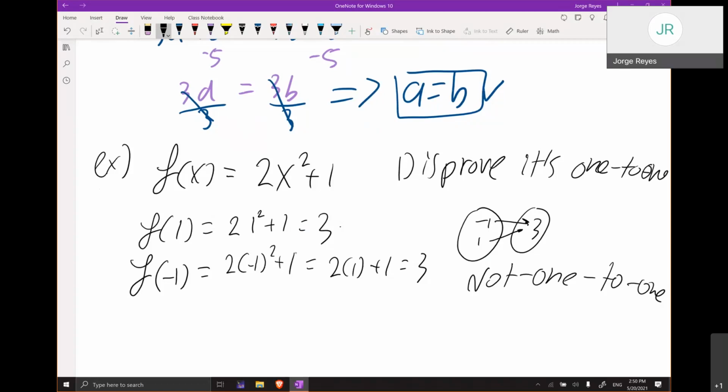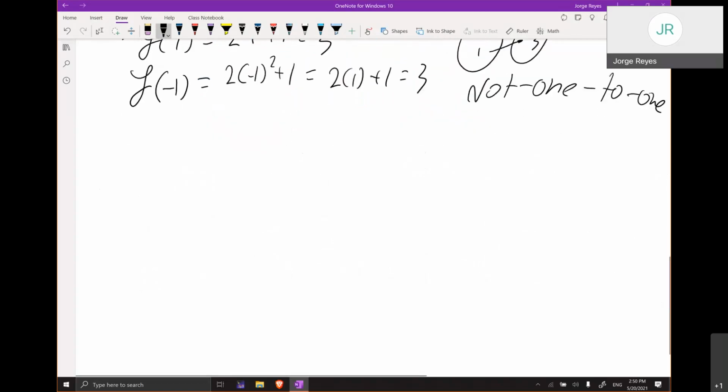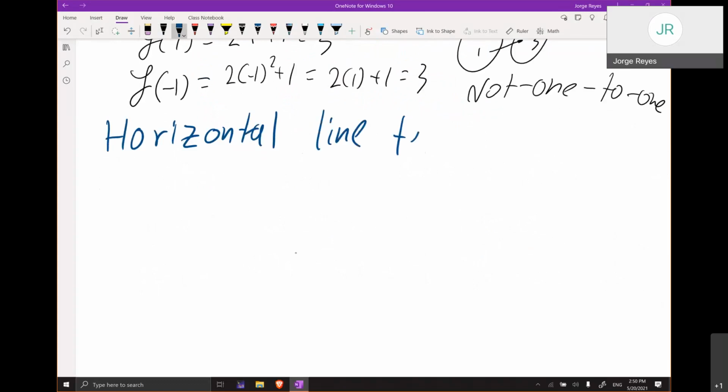Now I'm going to show you how to do it if you're not given the function, if you're just given the picture. Okay, so if you're given a picture and you want to know if a function is 1-to-1, you need to do the horizontal line test. Okay, so the horizontal line test is extremely similar to the vertical line test.